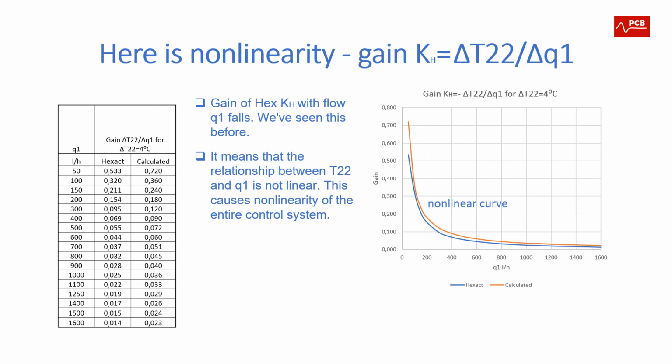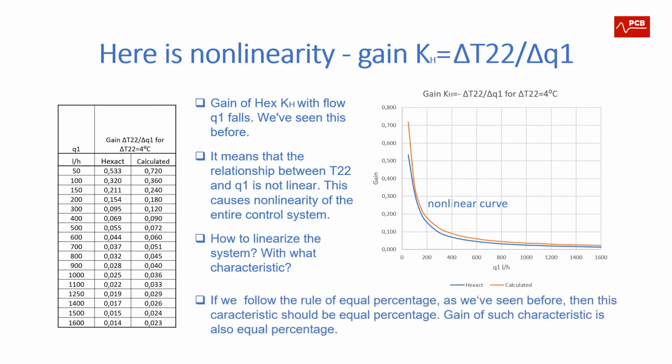And so that's why we need to count on other components in the system and try to find a characteristic that will help us to linearize the system. And what kind of characteristic should it be? If we follow the rule of equal percentage, as we have seen before, then this characteristic should be equal percentage. The gain of such a characteristic is also equal percentage, something like this.